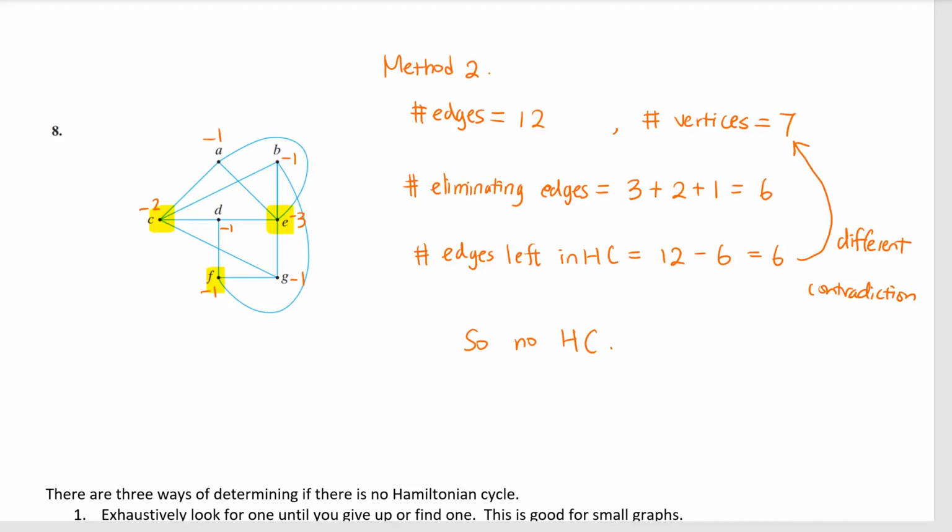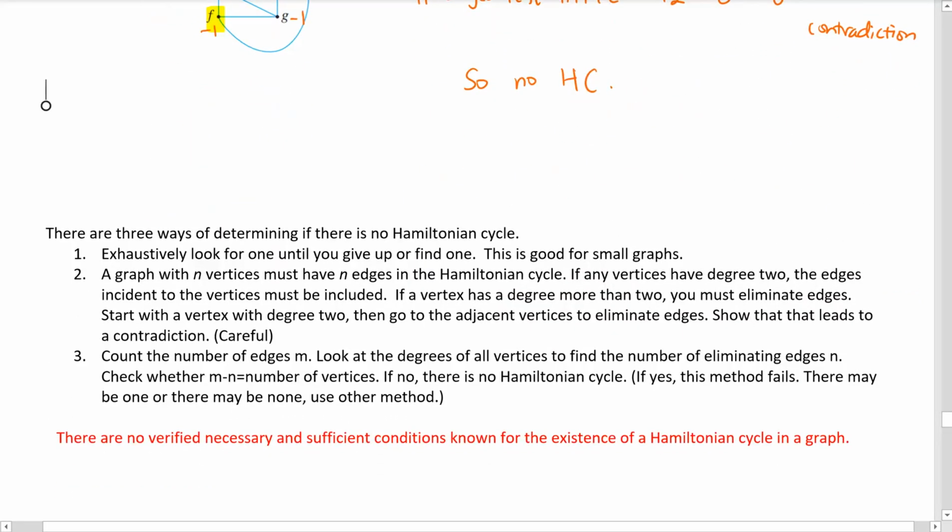All right, so now we have shown 2 methods. Okay, so all right, let's make a summary. So there are 3 ways of determining if there is a Hamiltonian cycle or not. Okay, first exhaustively look for one until you give up or you can find one. So this is good for small graphs. And then we have our method 1, right? A graph with n vertices must have n edges in the Hamiltonian cycle.